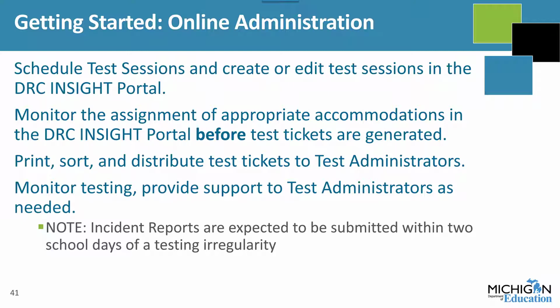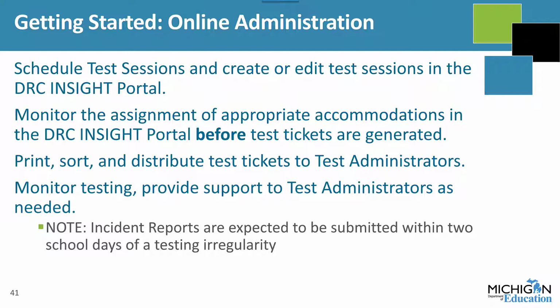Next, the appropriate designated supports and accommodations must be assigned in the DRC Insight portal before test tickets are generated. Any embedded accommodation, that is, an accommodation that is administered within the testing engine, must be assigned in the DRC Insight portal before the test ticket is generated. If it is assigned after the test tickets are generated, the accommodation will not be available on the test.